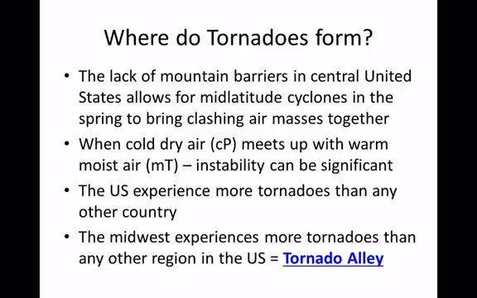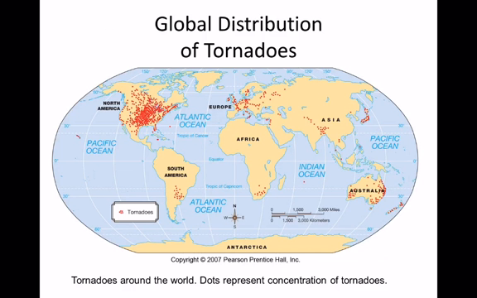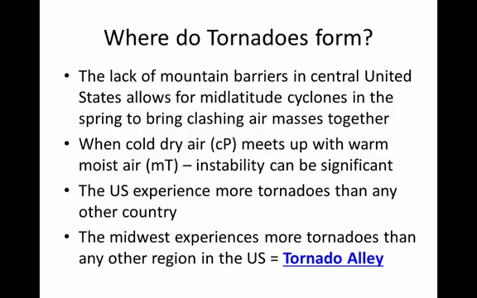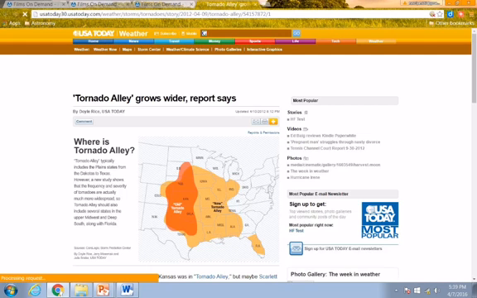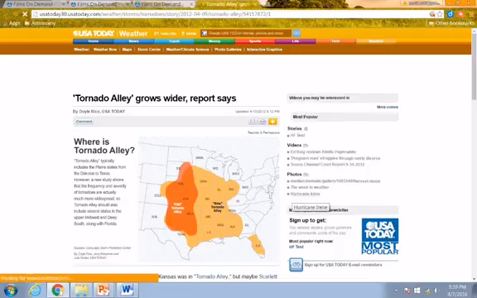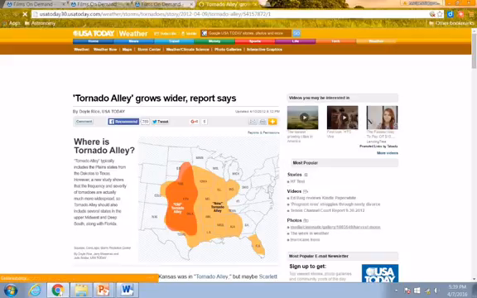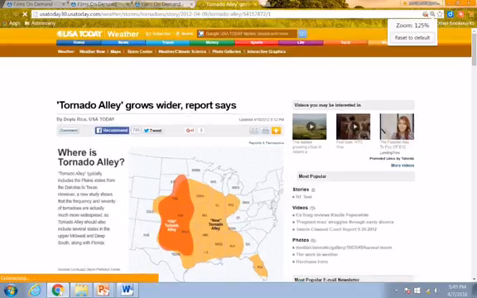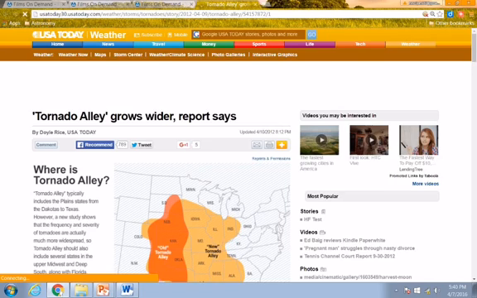Where in the heck is Tornado Alley? Well, there's the old Tornado Alley and the new Tornado Alley. Okay, so it looks something kind of like this. So the old Tornado Alley and the new Tornado Alley. It looks like the old Tornado Alley was smaller, wasn't it? Were we in the old Tornado Alley?